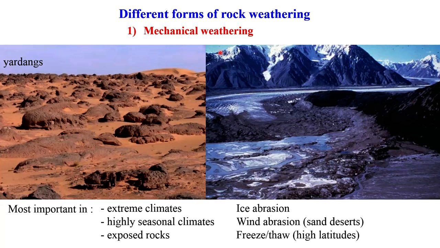Climate has a feedback on that, so things like extreme climate shifts. If you have a really strong seasonal cycle, that might affect the amount of freeze-thaw action you might have on rocks that break them apart.